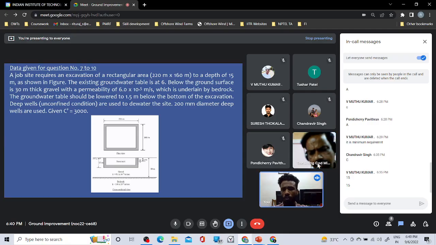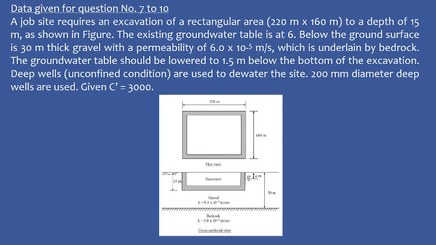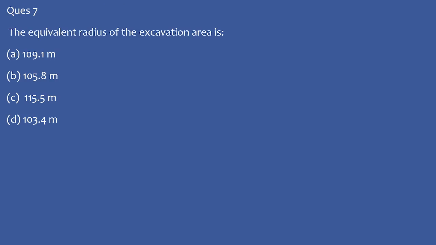If you have noted down, does anyone want more time in this? So let's have the questions here. First you need to calculate the equivalent radius of the excavation area. Right now it's given as a rectangular cross section. Once you convert it into a circular cross section, what should be the equivalent radius?